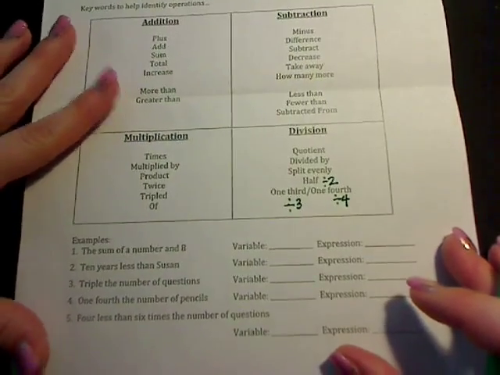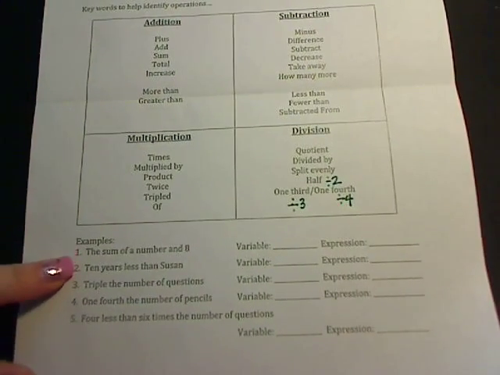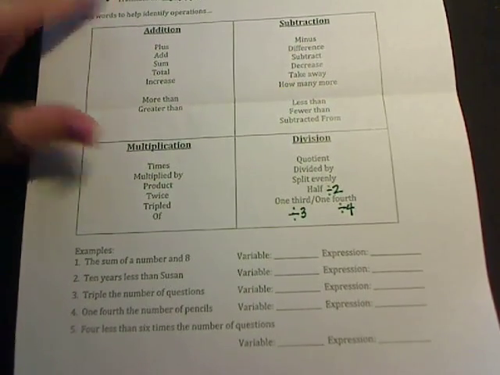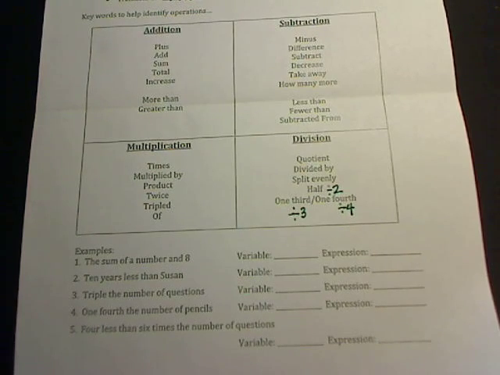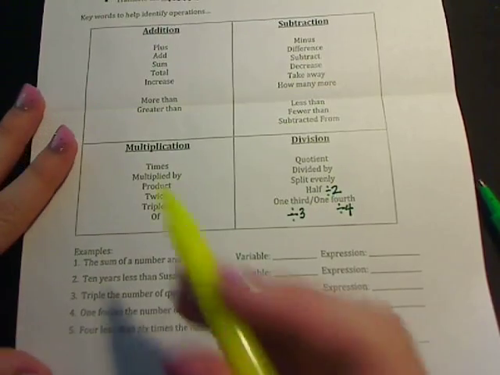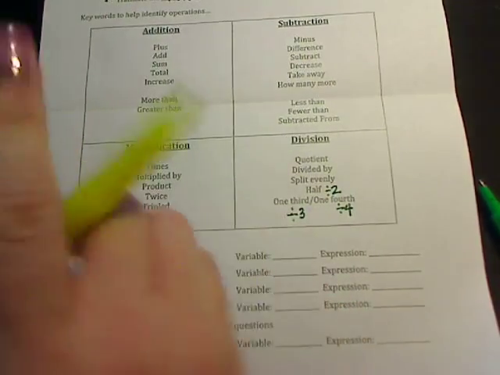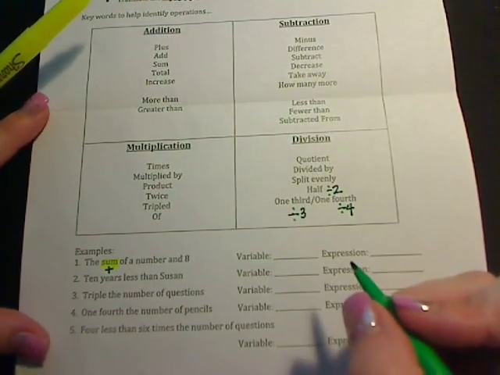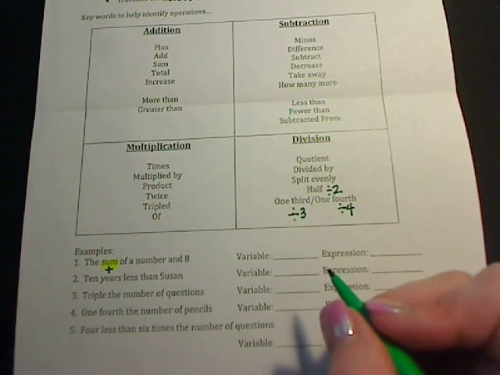Okay, so here's some examples. We are going to take this first example and we are going to follow our steps up here. So we're going to look for a keyword to help us identify the operation. Then we're going to choose a variable and then we're going to write the actual expression. Okay, so looking down here at the bottom, the sum of a number and 8. Well, my keyword there that I see is sum. And I know that sum means to add. So I know I'm going to be adding, so that's the operation I'm going to be using.